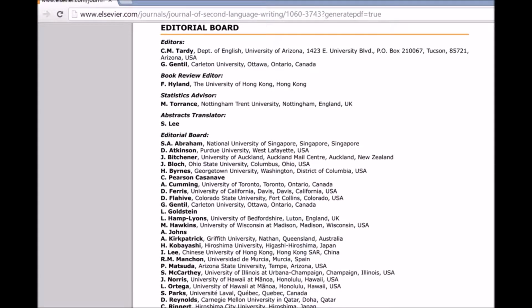Next, it presents the editorial board. So again, they're the editors. The book review editor is very well known. The statistics editor is very well known. And then if you look down on the editorial board, of course, some people are not as famous as others, but you can kind of see, if you're in the field, you would know that these people are pretty well known.